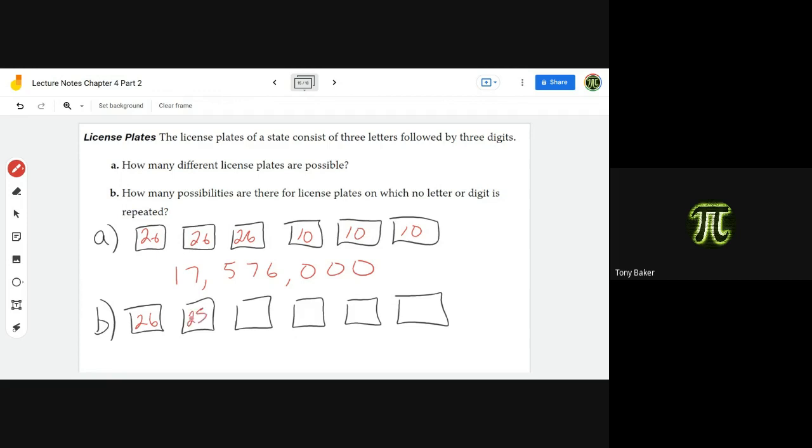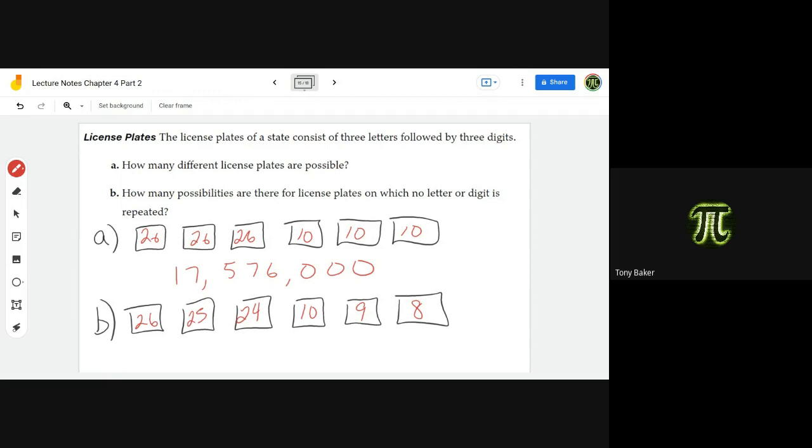Does it matter which letter was in the first box? No, I just know that there is one letter in that first box. So I can't use that letter again. Whatever letter it happened to be, it doesn't matter. I just can't use it again. So there's 25 letters in the second box. What about the third box? Now it's 24, because I've already used 2 of the letters. And now the numbers: 10, 9, and then 8.